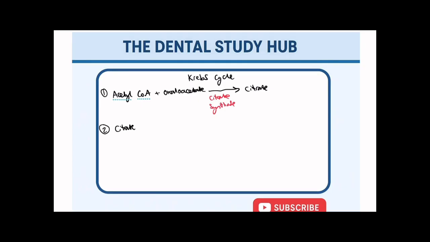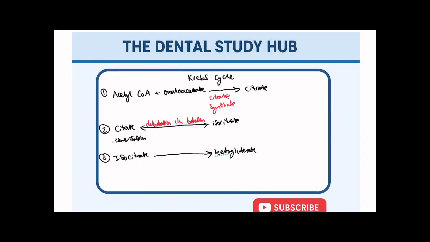So the second one is going to be citrate converting to isocitrate. And now this is the first reversible reaction. This is going to be catalyzed by dehydration, then hydration. So it is 2 reactions really, simplified into one. Just a simple isomerization. And the third one is isocitrate, which is converted to ketoglutarate.